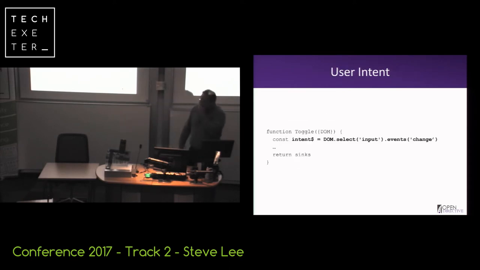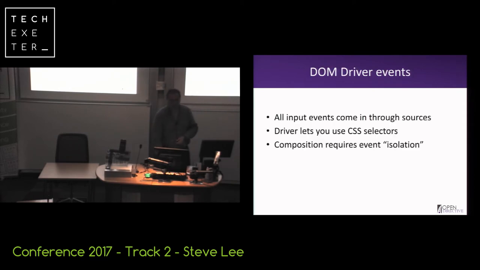Right, so the user intent, I've just pulled out the bits from that function now. What that says is we take the DOM input from the sources and we call the select function, and we can just use CSS selectors. So I'm saying give me the input element, which is the toggle, it's input type checkbox, sorry. And then I want all the change events from that. So the result is that intent stream is a stream of events whenever the user clicks on that input. So if you remember that line thing, every time the user clicks on that control, we'll get a change event coming in. I should have put some more diagrams in, actually.